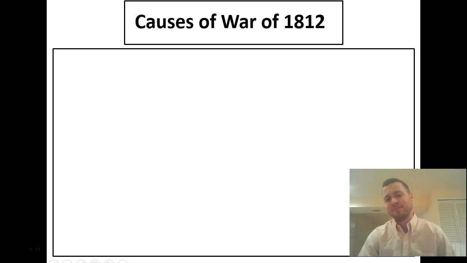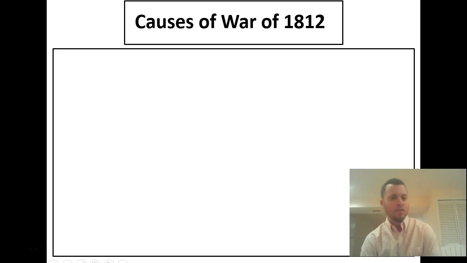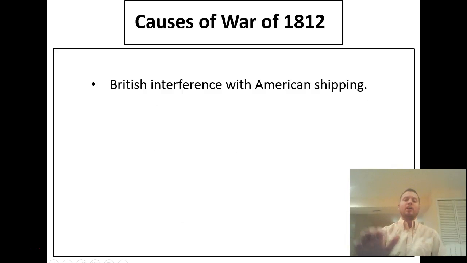Let's do another one. Let's write causes of the War of 1812. Let's get into the War of 1812. Hey, we already fought Great Britain. Now we're fighting them again. What got us fighting Great Britain? Well, British interference with American shipping.